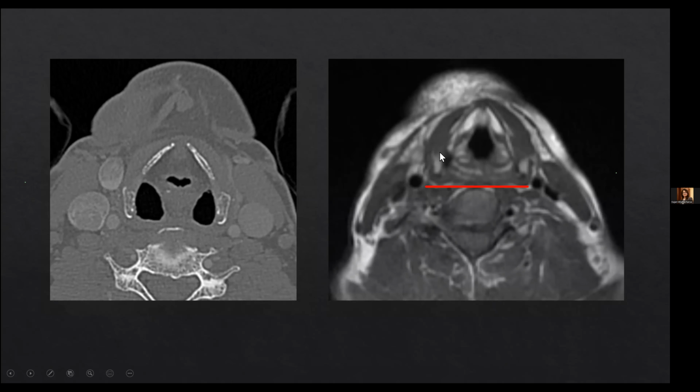This cartilage is actually the thyroid cartilage, as we can see identified here on the CT. If you're looking here on the MRI, this part, as you can see, is an ossified part and this part is a non-ossified part.